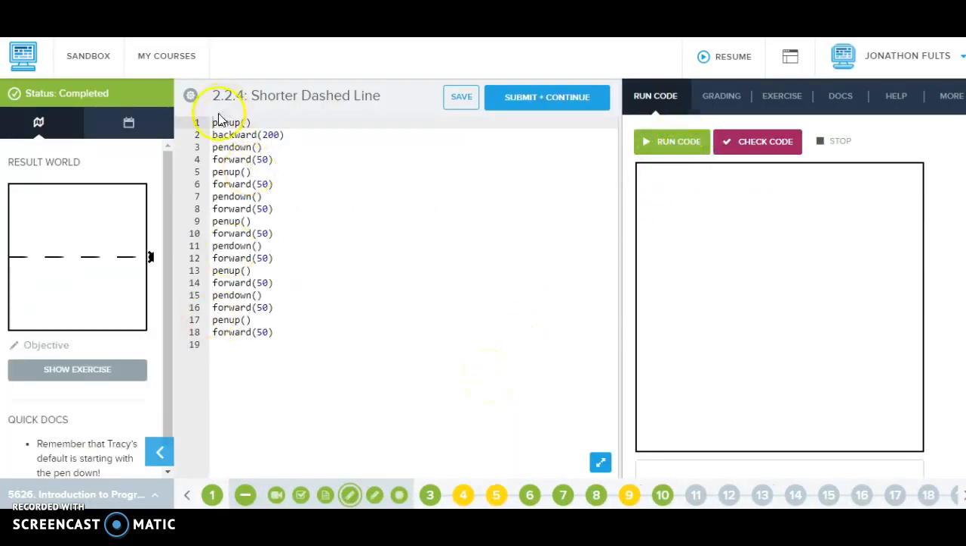Alright, so this is pen up. It gives you these blank spaces right here. I'll just run it real quick. That gives you these little blank dashes right up in here. And then you put pen down and go forward 50, and that gives you this.